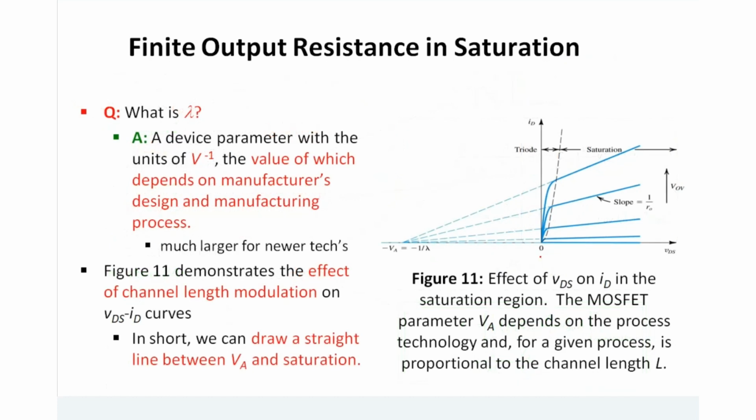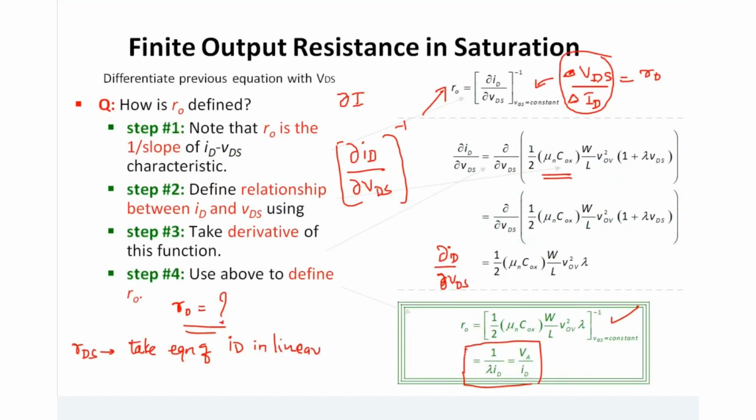So if I just see this particular graph, I told about one particular term over here. I represented R naught. I can represent R naught either by this graph, or by 1 by lambda times ID, or by capital VA by ID. Basically R is my V upon I. If I know all the mu, Cox, W by L, overdrive voltage, and lambda, I can represent it this way. And this is the most appropriate equation because we figured it through the differentiation.